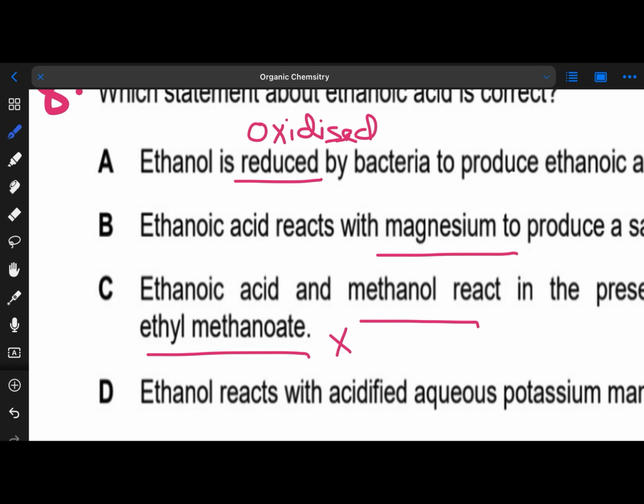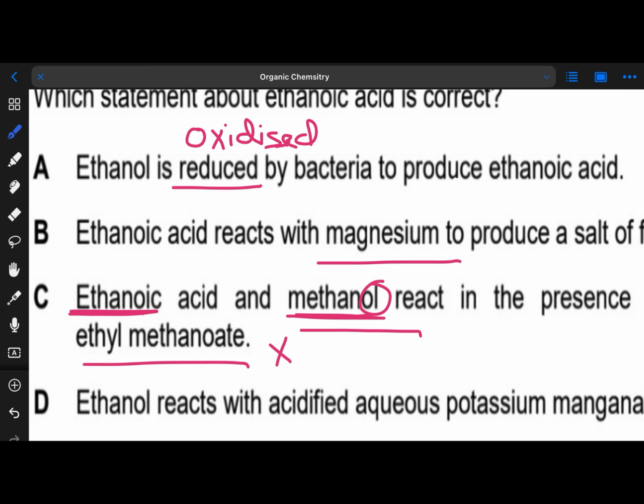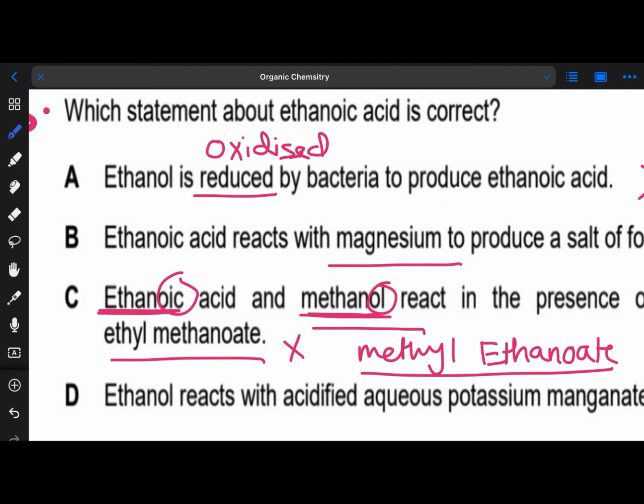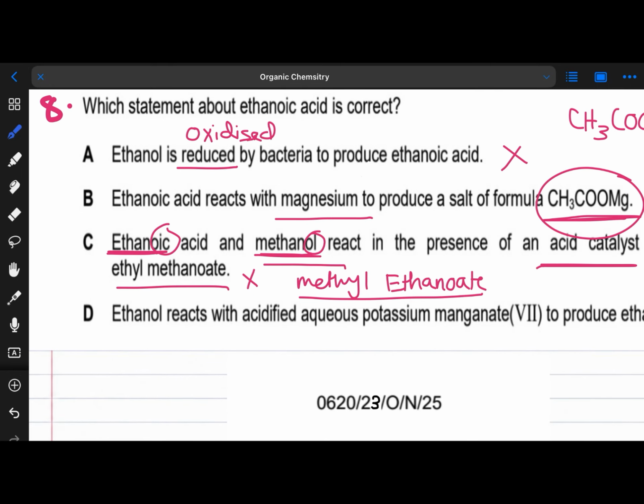So the first part comes from the alcohol side, and the second part comes from the acid side. And we remove that -ol and write -yl instead of it, so it becomes methyl. And we remove that -oic acid and replace it with -oate, so it becomes ethanoate. And therefore, the correct answer is methyl ethanoate, not ethyl ethanoate. So we cannot consider this option correct.